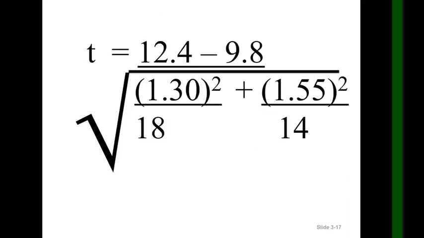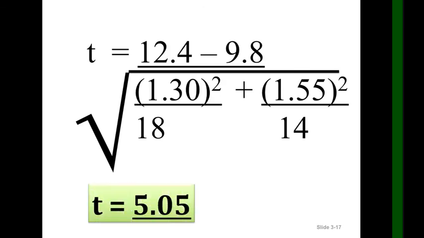So this is the formula, and this is our given written in the formula. So we have 12.4 minus 9.8. Just write your answer, then get the square root of this one below. So we have 1.30 squared over 18 plus 1.55 squared over 14, and then just add, and then just take the square root. So for the final answer, you will get 5.05. That's our final answer as I solved this using my scientific calculator.